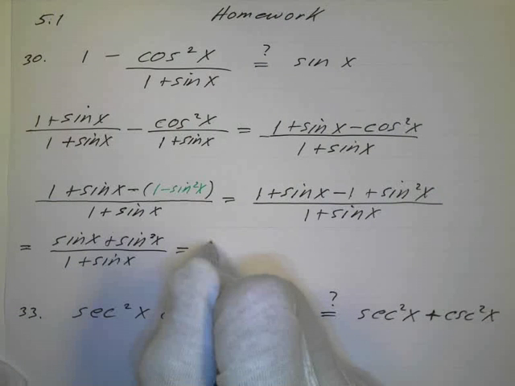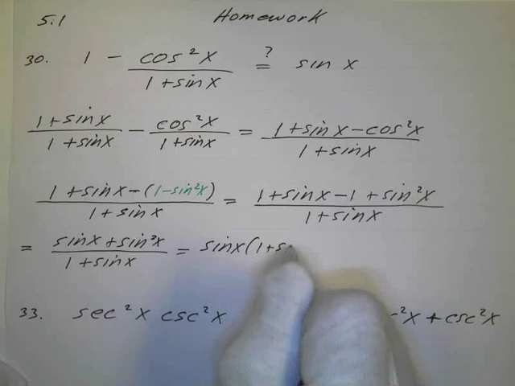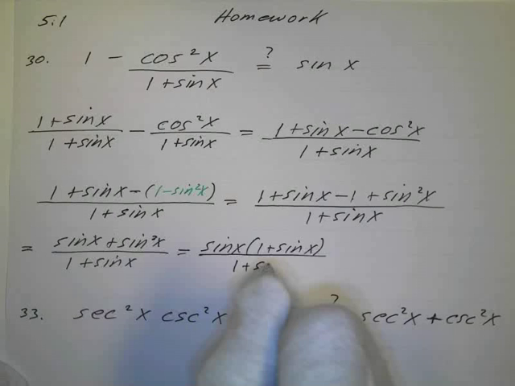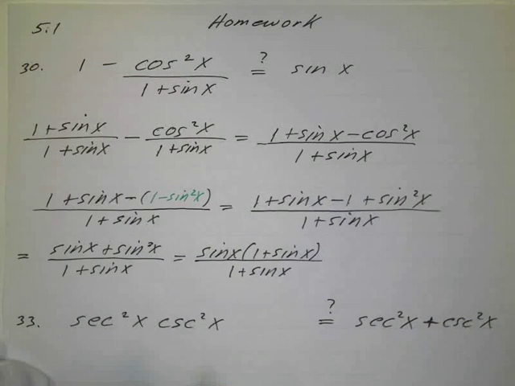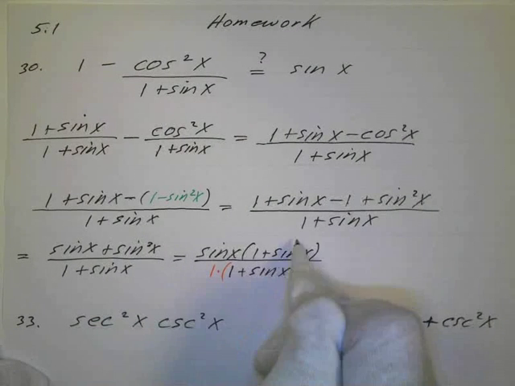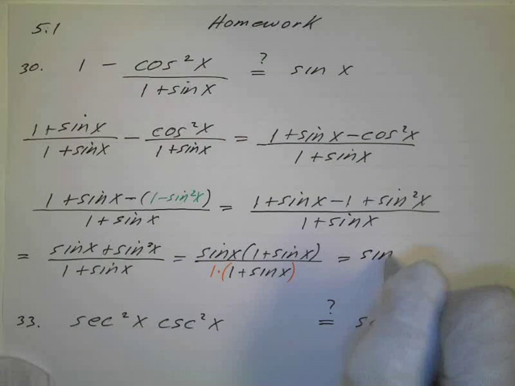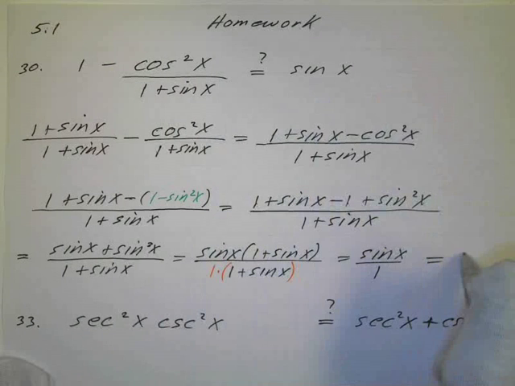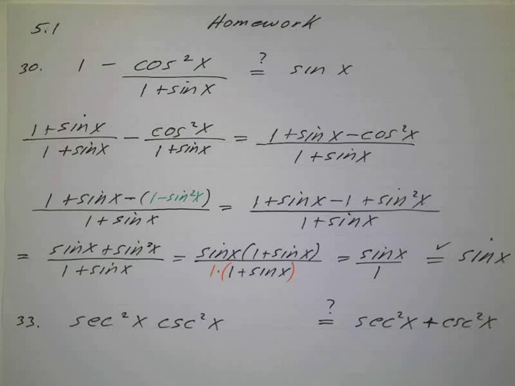And then I can factor out a sine of x out of the top. And what's left is 1 plus the sine of x all over 1 plus the sine of x. And then I can just put a parenthesis around the bottom and think of this as 1 times this binomial, so those cancel. And what's left is just the sine of x over 1, and that does equal what we started up here, the sine of x. So there you go. So that works out.